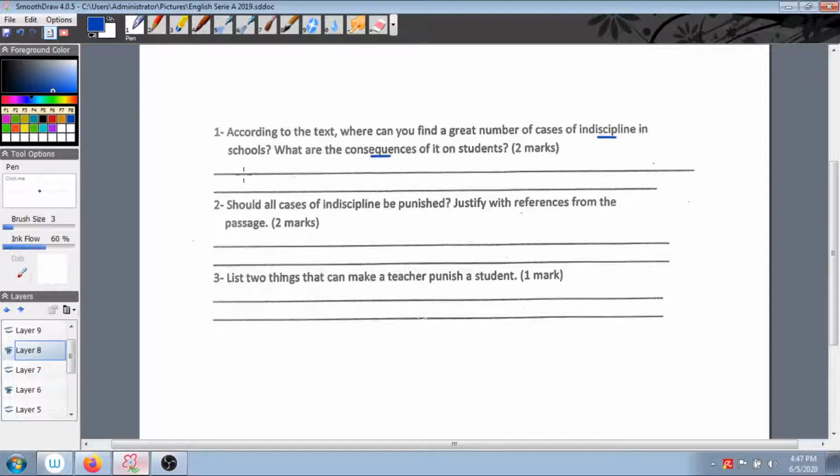Donc, à mon avis, le mot indiscipline et les conséquences sont des mots qui sont importants dans la première phrase, donc je les souligne. Question 2. Should all cases of indiscipline be punished? So, there's the idea of punishment, and then justify the references from the passage. Question 3. List 2 things that can make a teacher punish a student. So we're looking for things that can cause a teacher to punish a student. Okay?